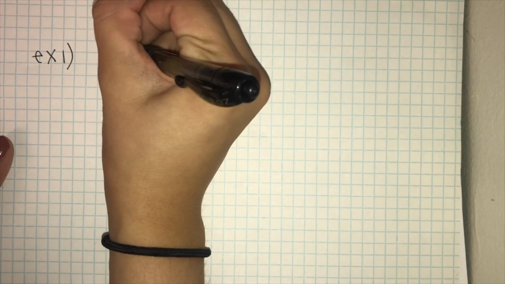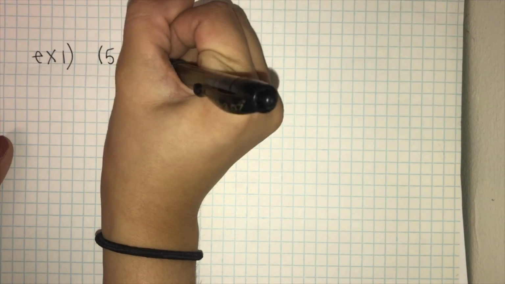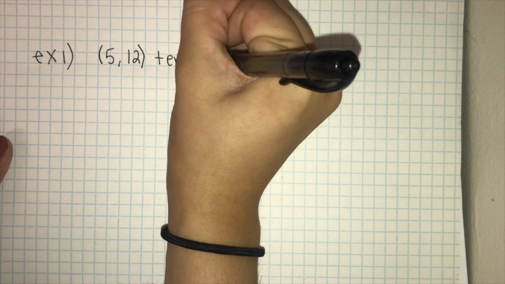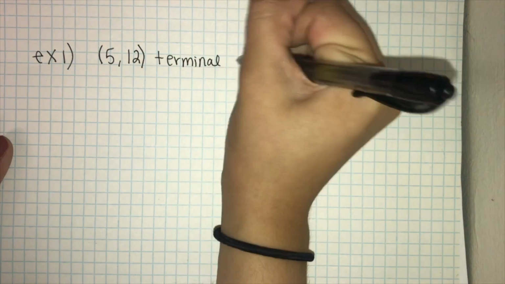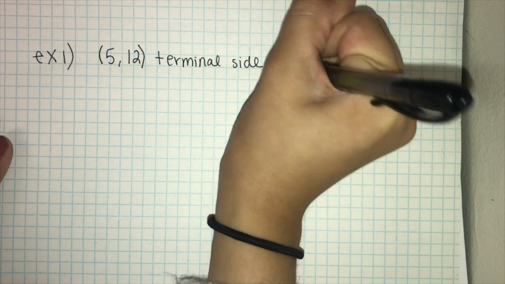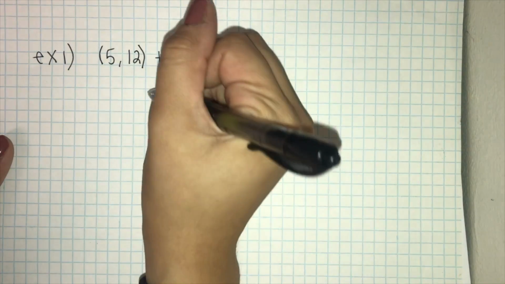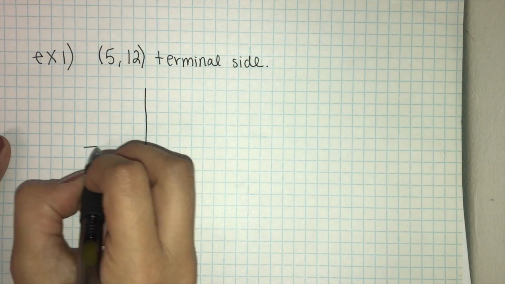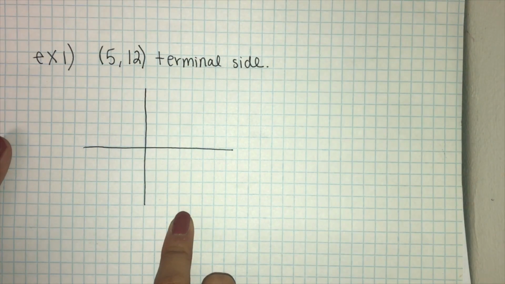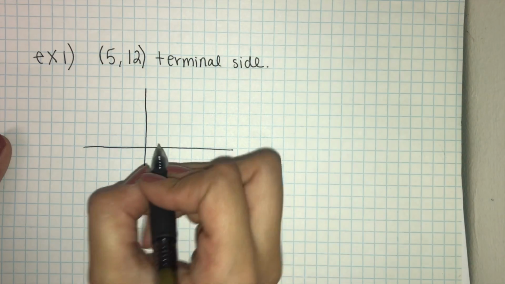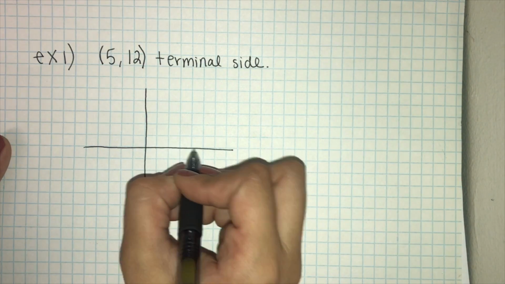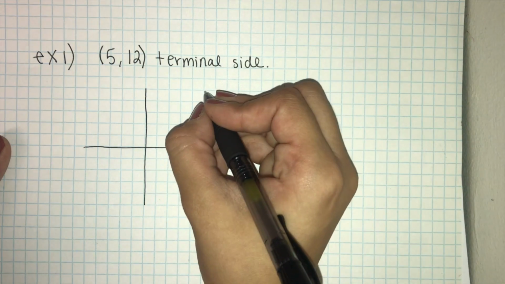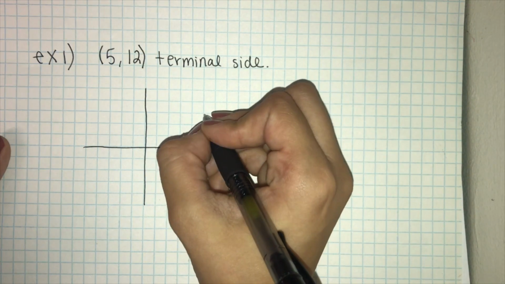So our first example is going to be pretty basic. I'm going to be using 5, 12 as our terminal side, and the terminal side is basically the point on your graph that you're going to use to outline your triangle. So I'm going to go ahead and draw our graph. For some reason I forgot to count, and I obviously could not figure out how to count up to 12.